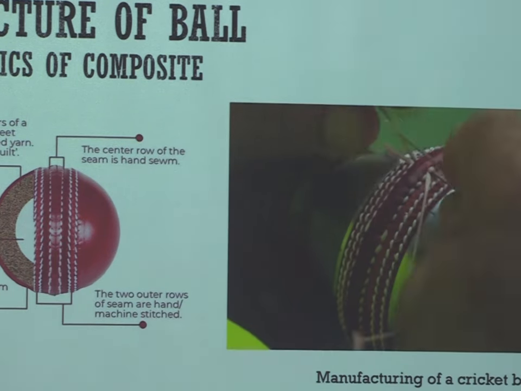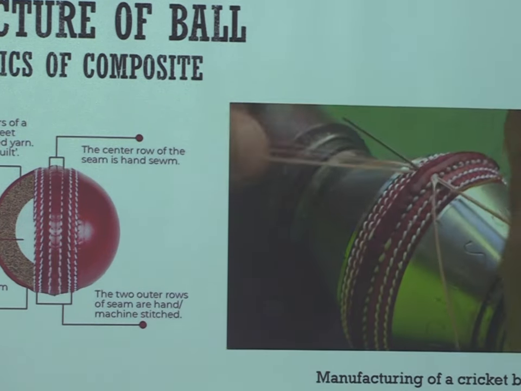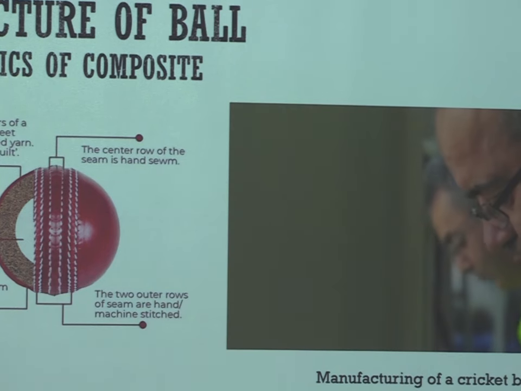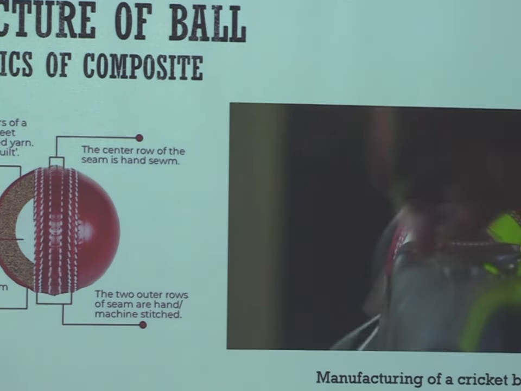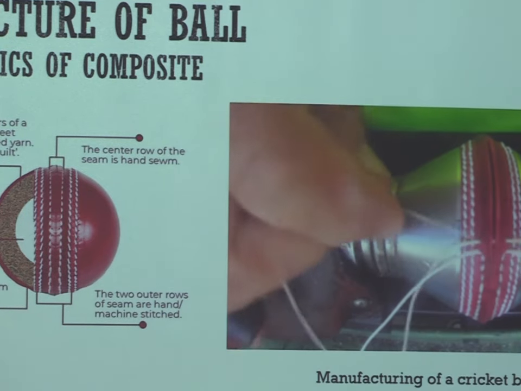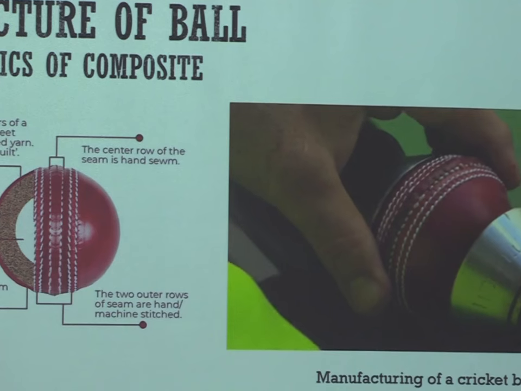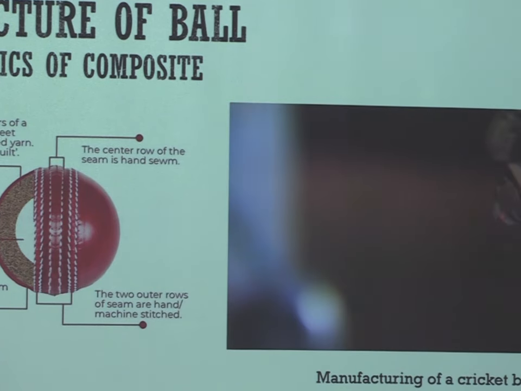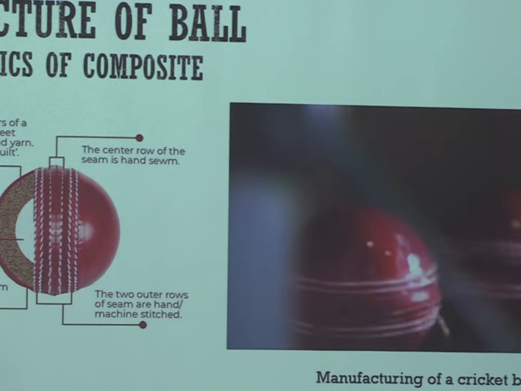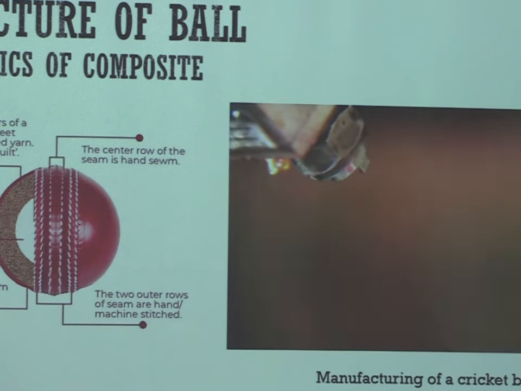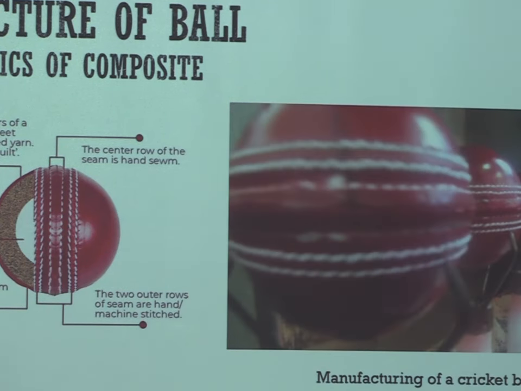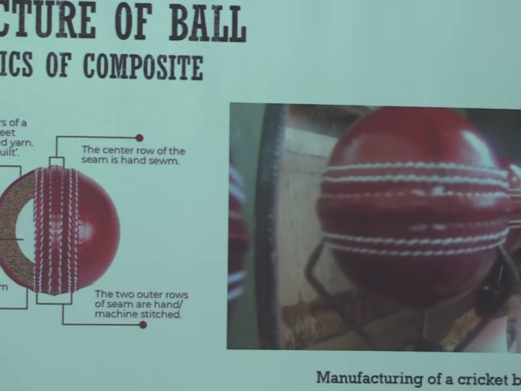So the horizontal stitching always happens by hand. Okay, there is no machine to do this. So you can invent one if you take up a suitable branch in engineering later on. Okay, the precision which is required can only be achieved by hand. The vertical one can be done by machine, so this is how it's formed. And then finally, there is some polishing applied on it. And after all this is done, this is what you will have in your hand.